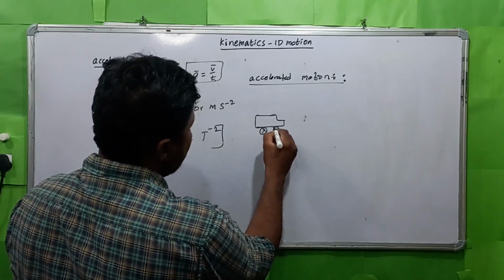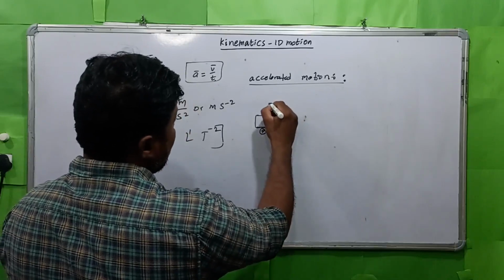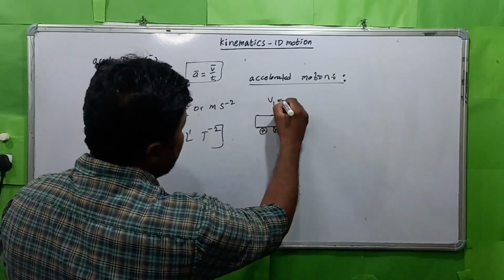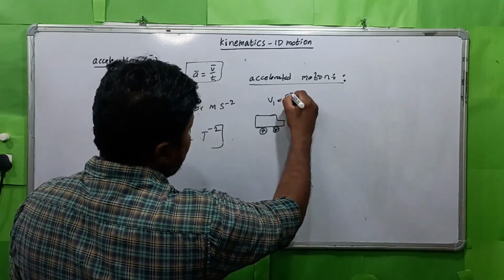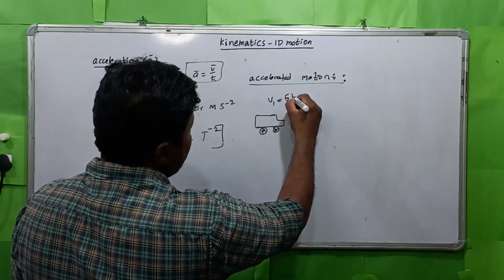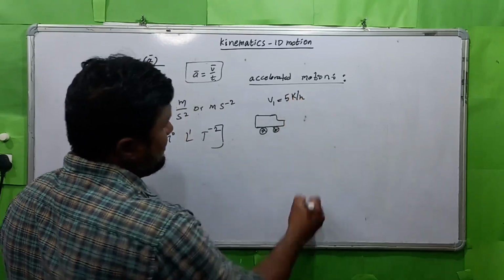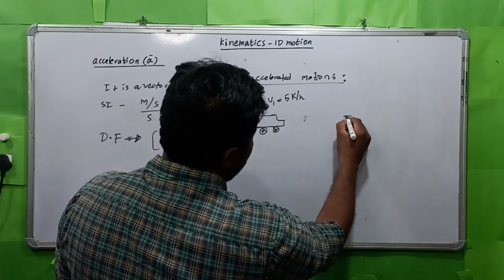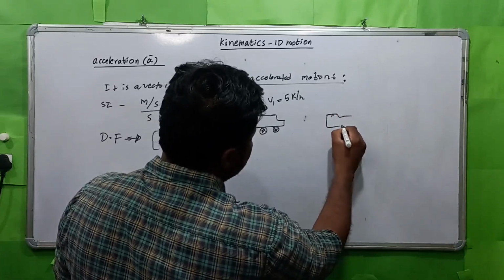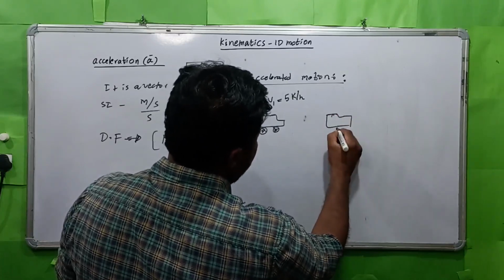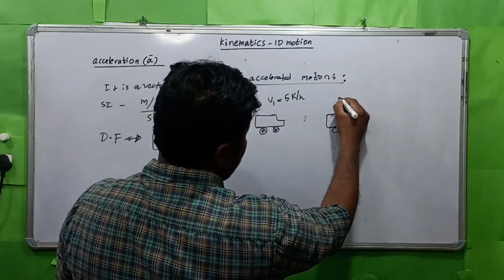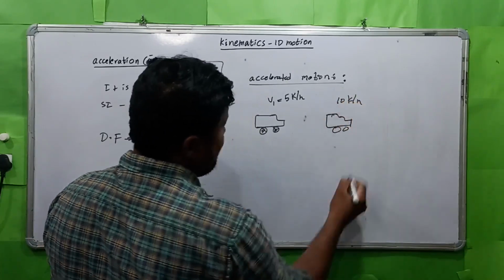Initial speed of car, velocity v1. Initial speed v1 is 5 kilometer per hour. After some time, the car reaches here, and again it is moving with a speed of 10 kilometer per hour.